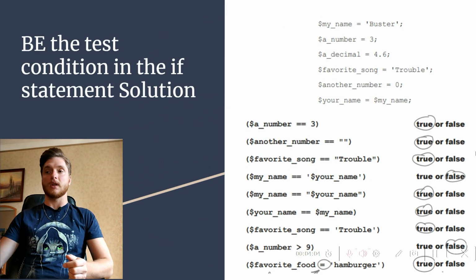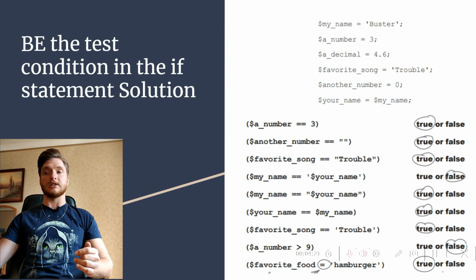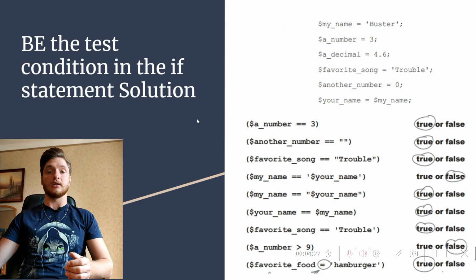This is our solution. The empty string evaluates as equal. True, because of the single quotes. The condition is actually asking: is the string buster equal to the string $euro_name, not the value contained in the variable $euro_name? And $a_number is 3, which is not greater than 9.